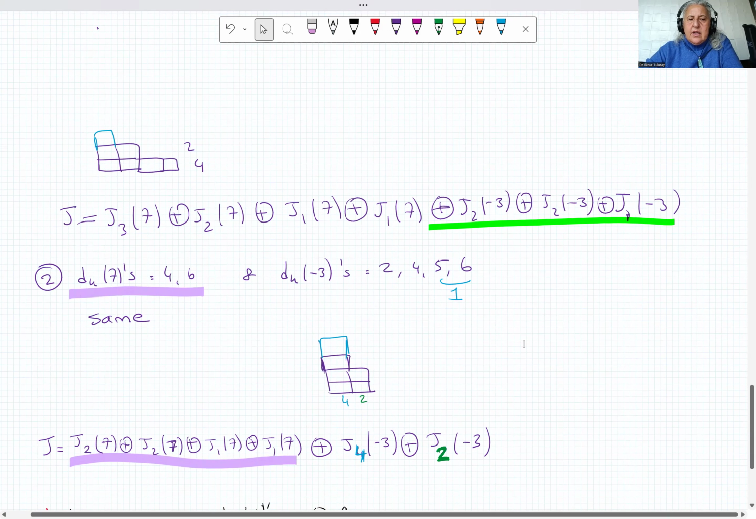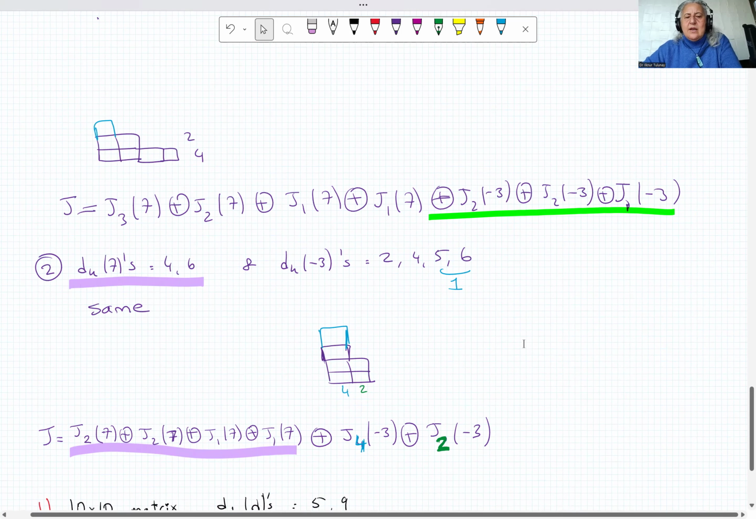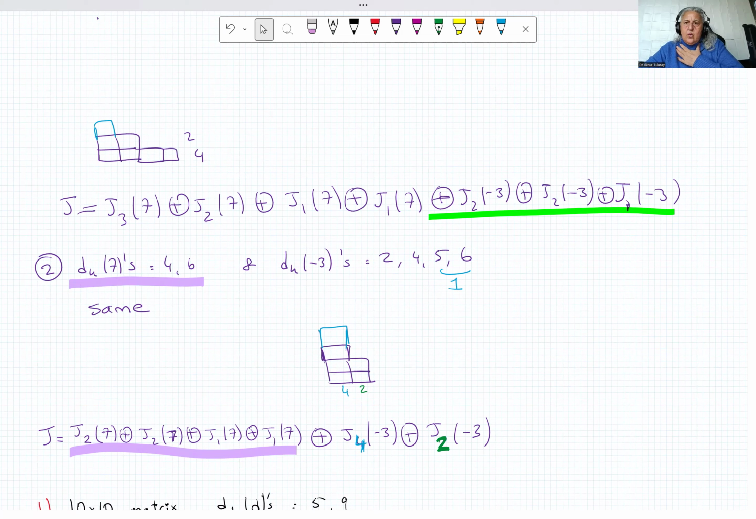You have 2 options for that one. That's what I mean by that. You can add here for the 7, you can add here for 3, and the Jordan forms will be either this or this. Okay, I think I will get that one.